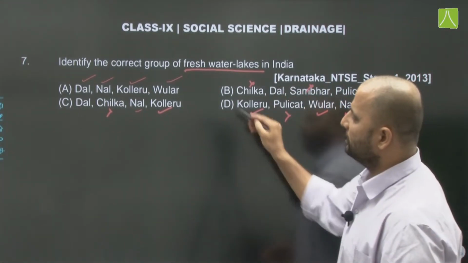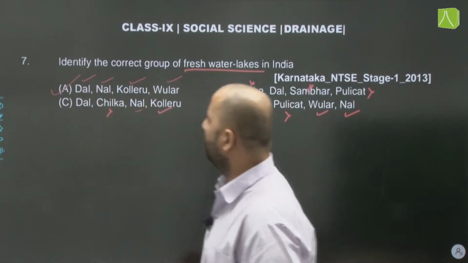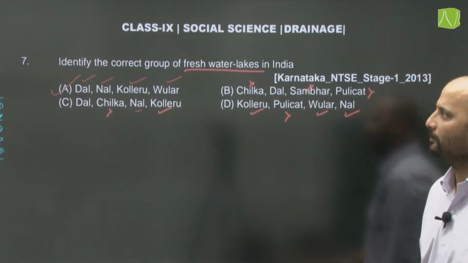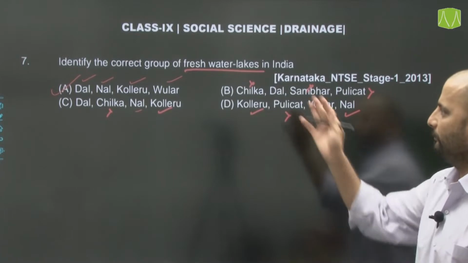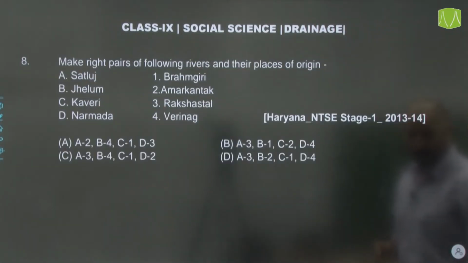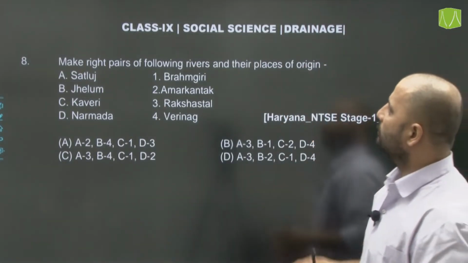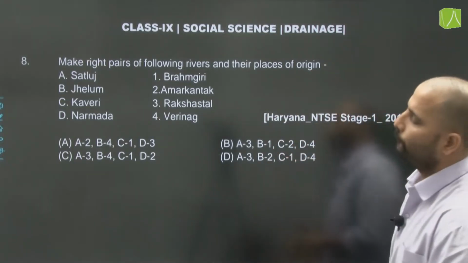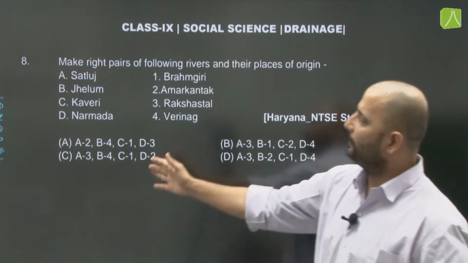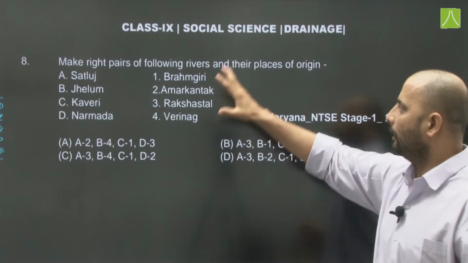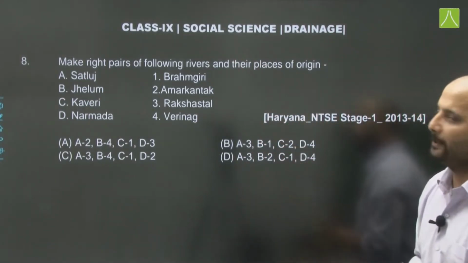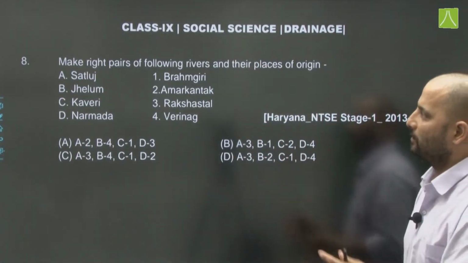So, out of the options provided here, only in option number A all the lakes mentioned are freshwater lakes. So, that will be our correct answer. Moving on to the next question, make right pairs of the following rivers and their places of origin. Now, in the first list we have been provided with the name of the rivers, and in the second list they have provided their places of origin and we have to match them.